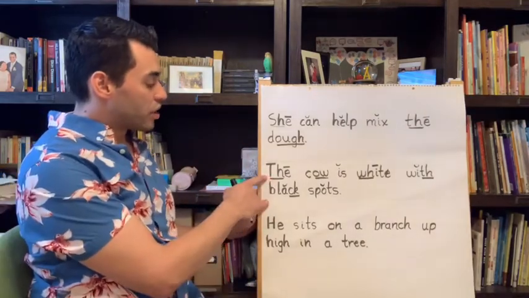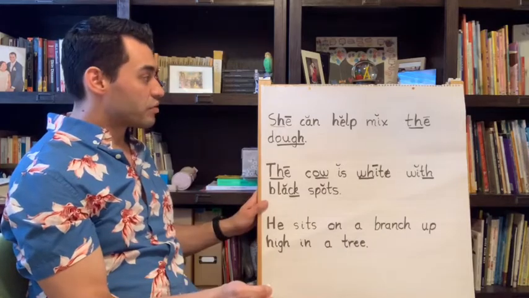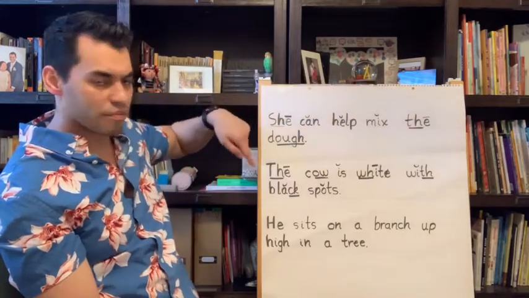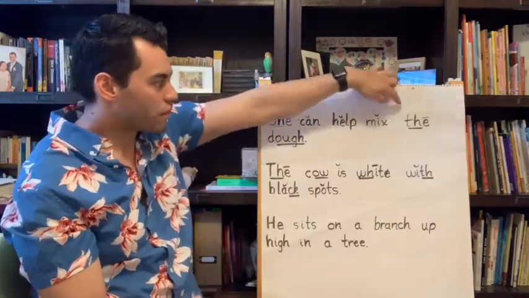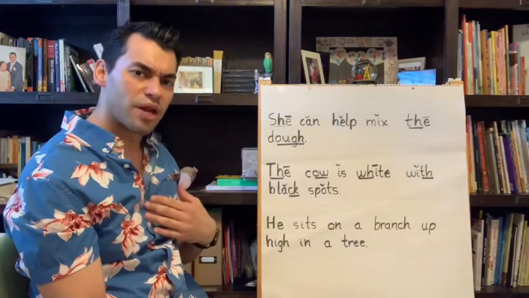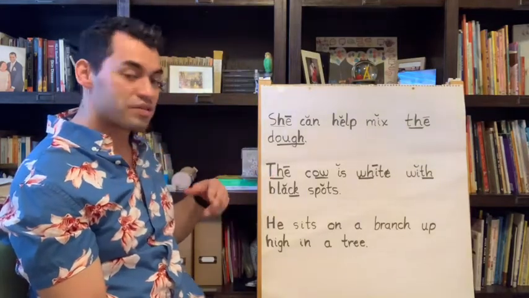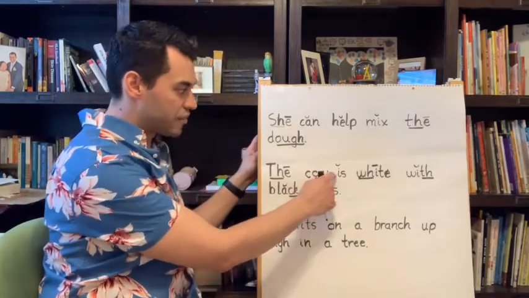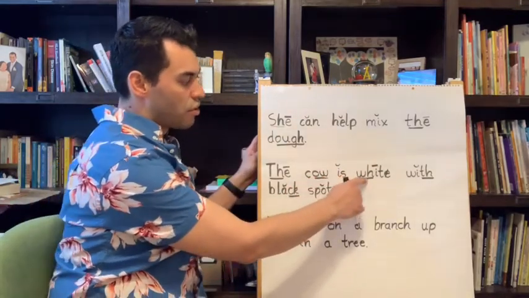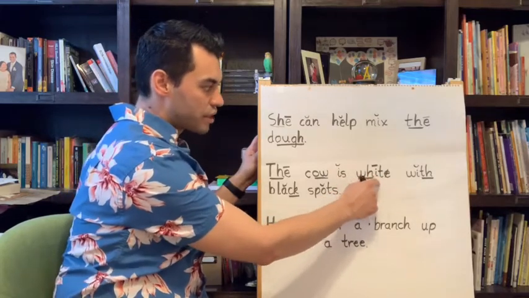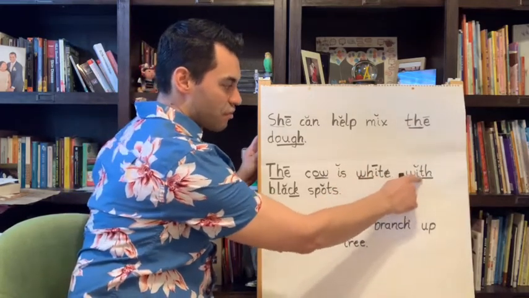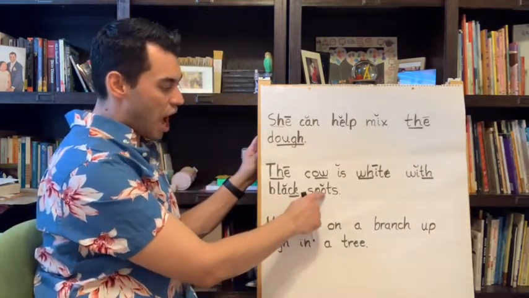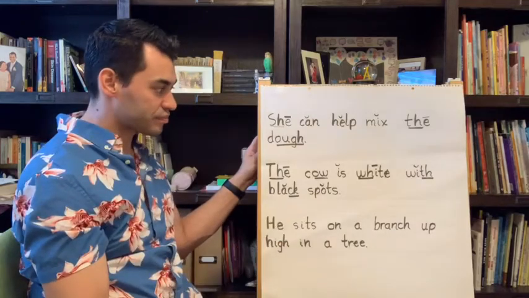Again, the one thing I want you to remind your student or your child is that if they've already read the word before, try and remind them and ask them, you've read the word before, what did you just read? And if they can't remember right away, which happens, just remind them how to sound it out. The cow is white with black spots, right?